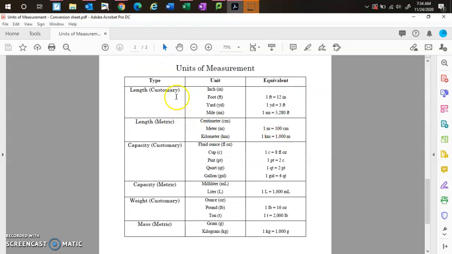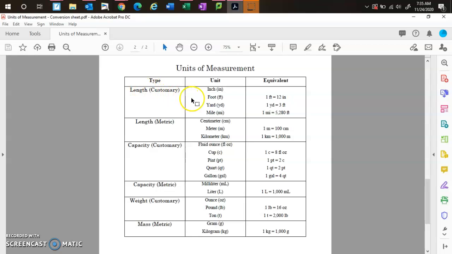For what we're going to see today, we're going to be working with what are called customary units. Metric system is what you're going to use in science class, and it's based on the tens units, so that's actually way easier to use. But in the United States, we've adopted the customary system, so that's what we have here.